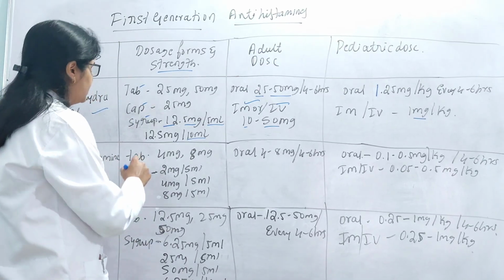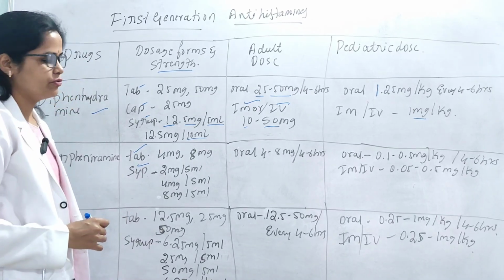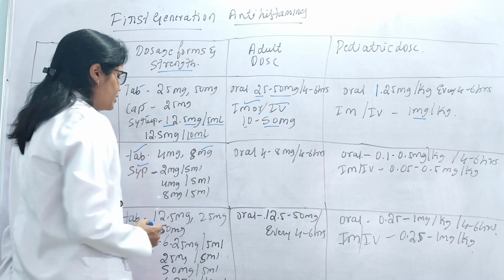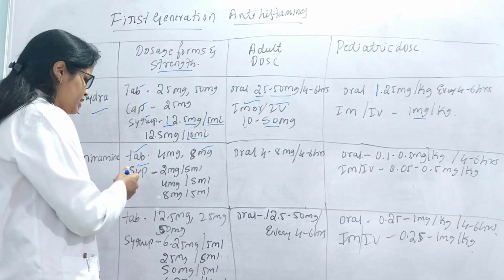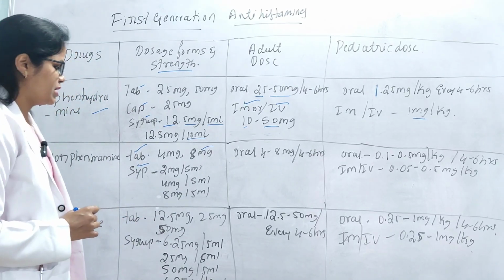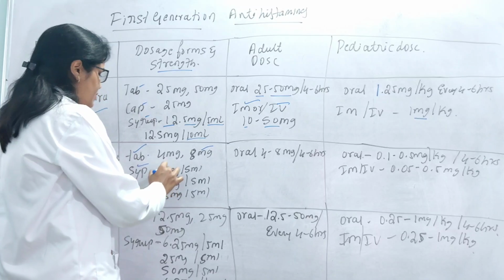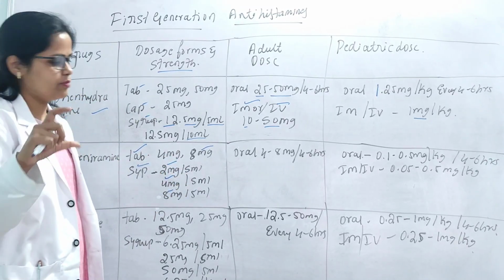Chlorpheniramine is available in the form of tablet and syrup. The tablet is available as 4 mg and 8 mg tablets. Next, the syrup is available as 2 mg per 5 ml, 4 mg and 8 mg per 5 ml, and the syrup is available in 3 forms of bottles.